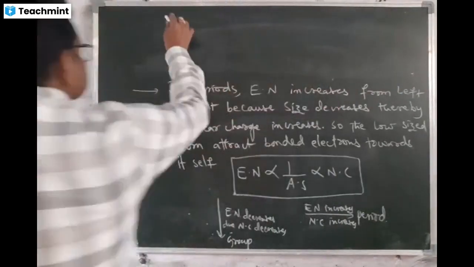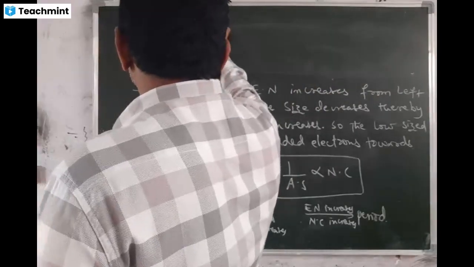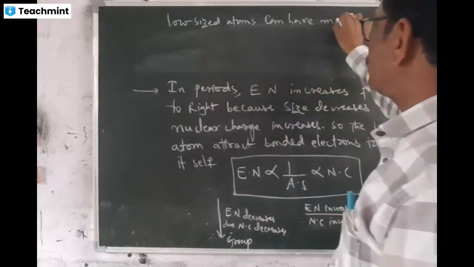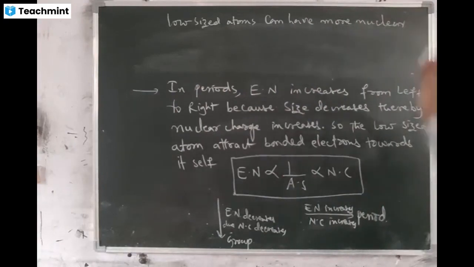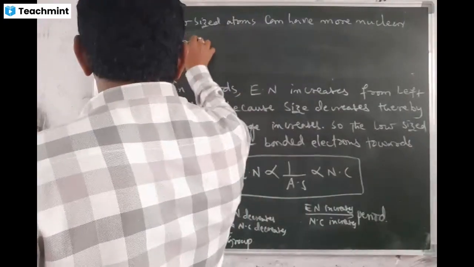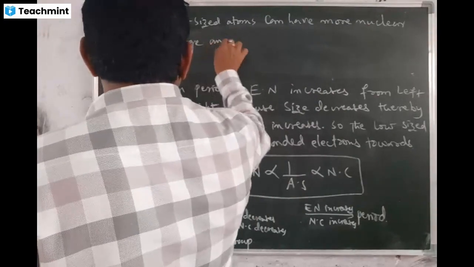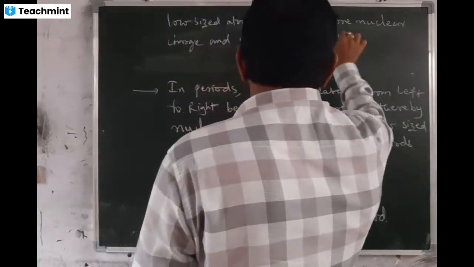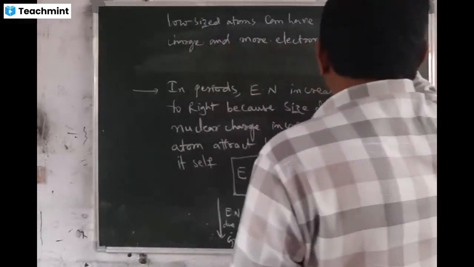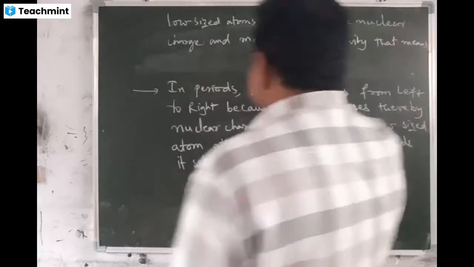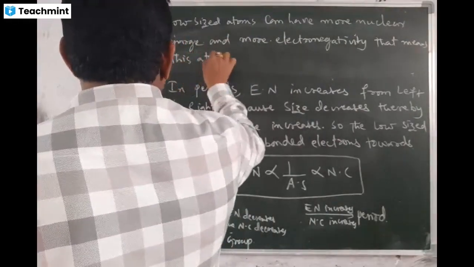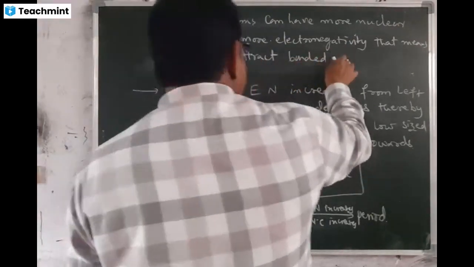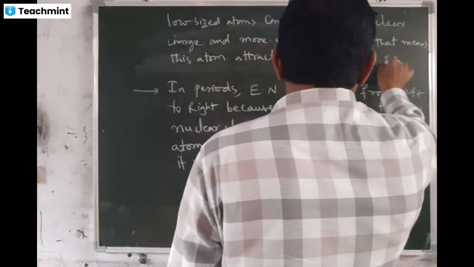You write one statement. Low-size atoms can have more nuclear charge and more electronegativity. That means this atom attracts bonded electrons strongly.